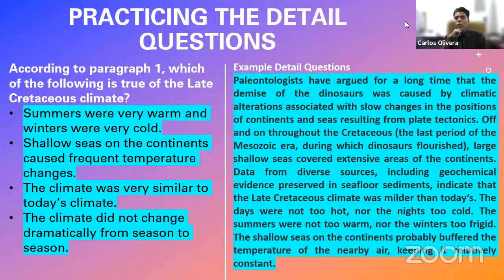Okay, so now, what would be a wrong answer here? Well, in this case, right from the beginning, we can discard the third one. Why? Because actually this contradicts what the passage says.